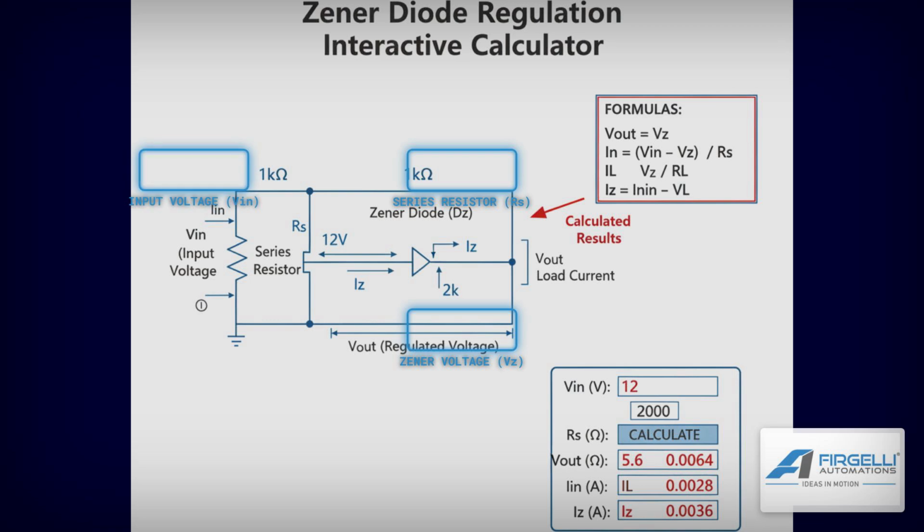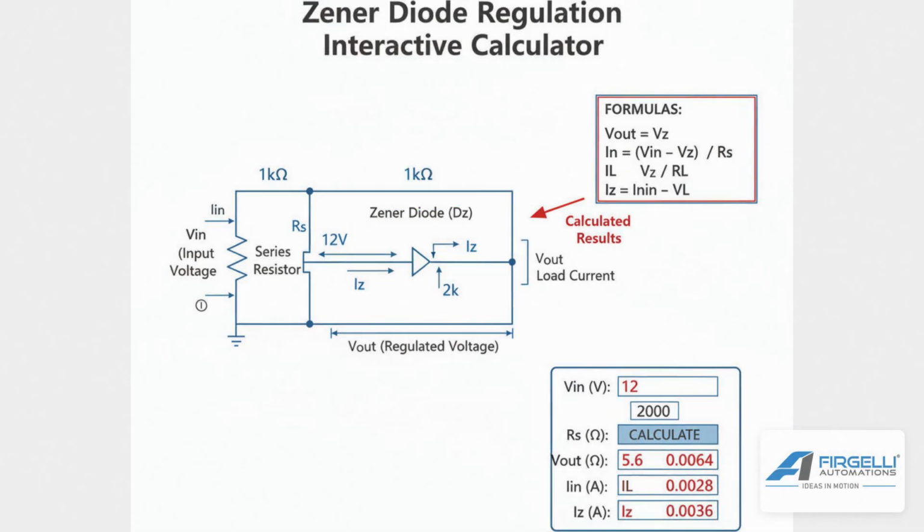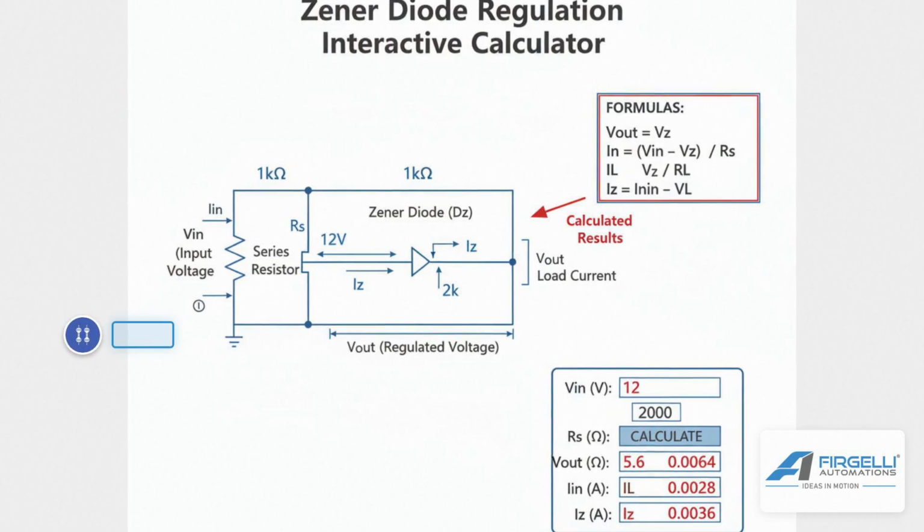Next, enter your circuit parameters. Input voltage VIN is where you enter your unregulated supply voltage. Zener voltage Vs is your Zener diode's rated voltage. Series resistance Rs is the current limiting resistor value. Load resistance RL represents your circuit load.